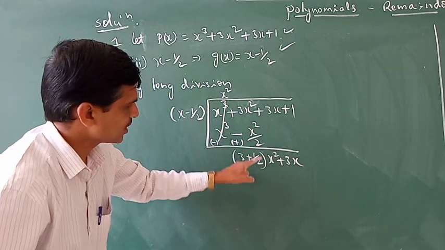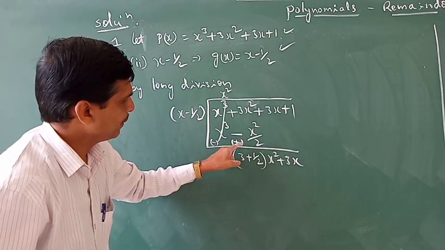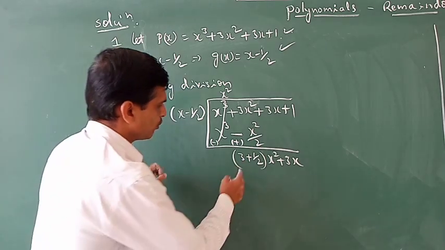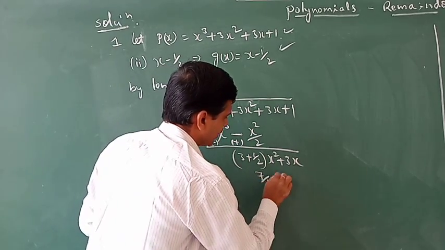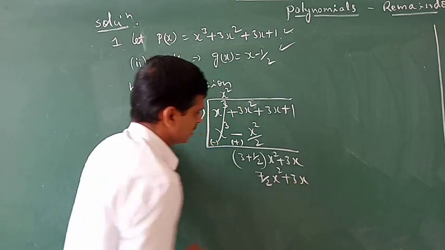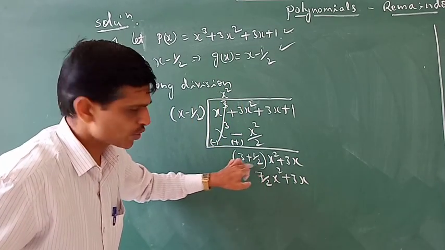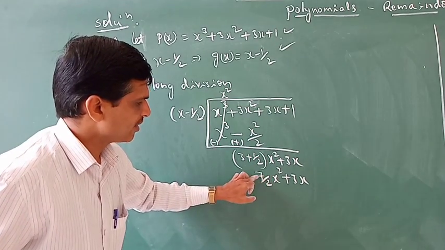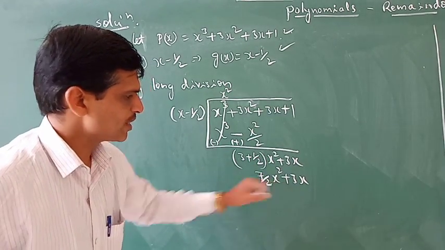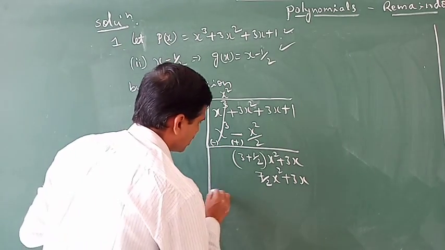Consider here x square is common, take common: 3 plus 1 by 2. So we have to check it. 3 twos are 6, plus 1, 7 by 2 x square plus. Just now I simplified these terms only. The coefficient of this x square can be simplified and the coefficient now becomes 7 by 2 x square plus x.